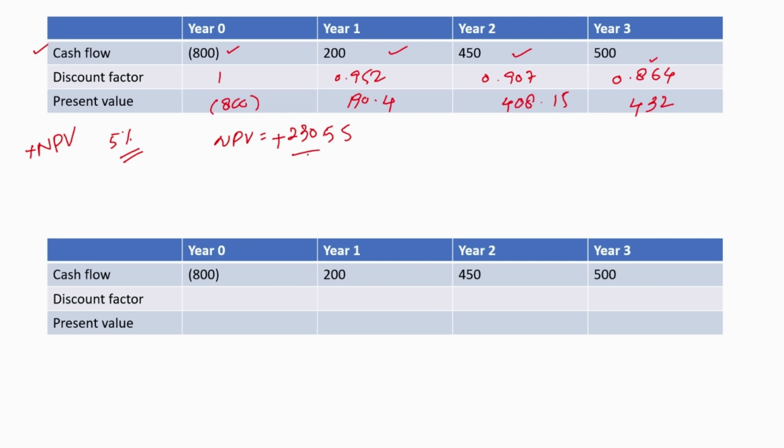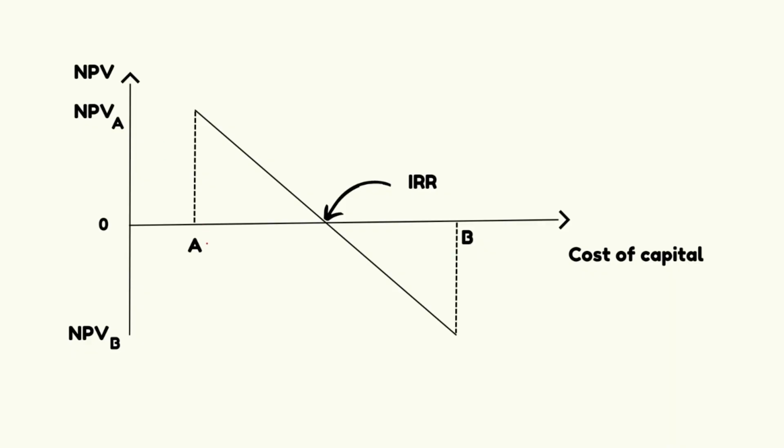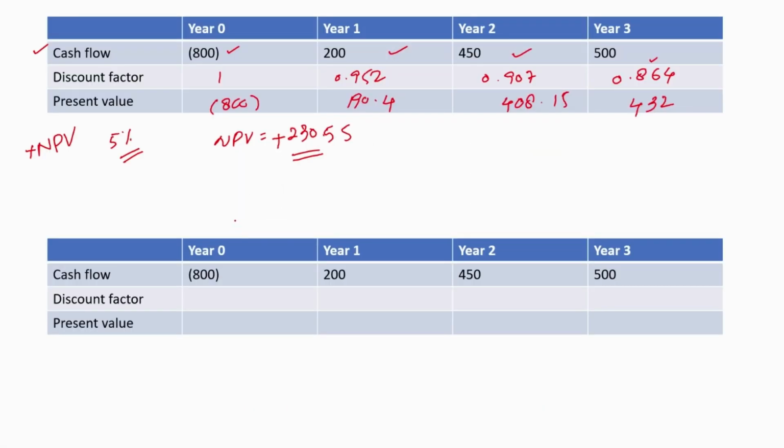So the first step is done. Now we have to calculate a negative NPV value. First, let's assign these values into the graph so you will understand this better. So A equals 5%, NPV equals 230.55.